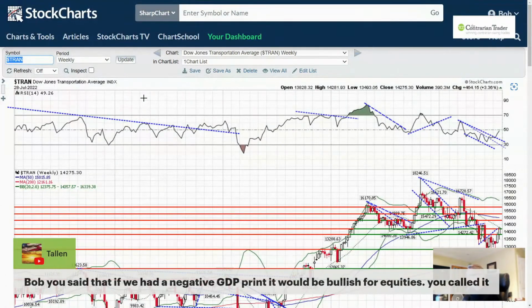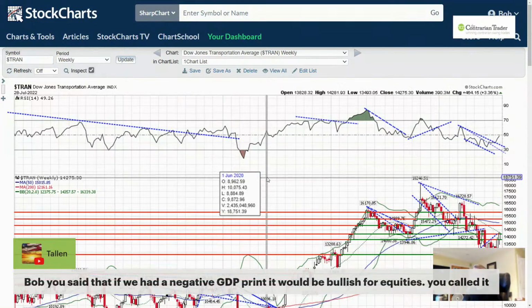The Dow Transports. I always call this my canary in the coal mine for equities. Now, the Dow Transports broke out last week out of a nice formation. And we are currently above resistance. Now, this is what we're going to be looking at on a lot of these charts as we look to short the market as a swing trade. Now, let me explain why.